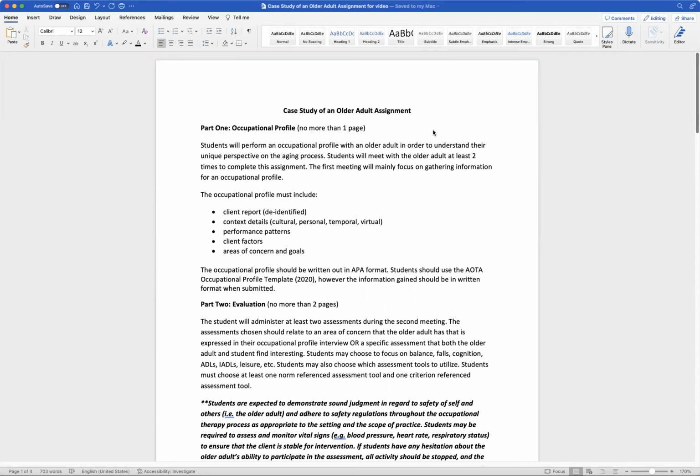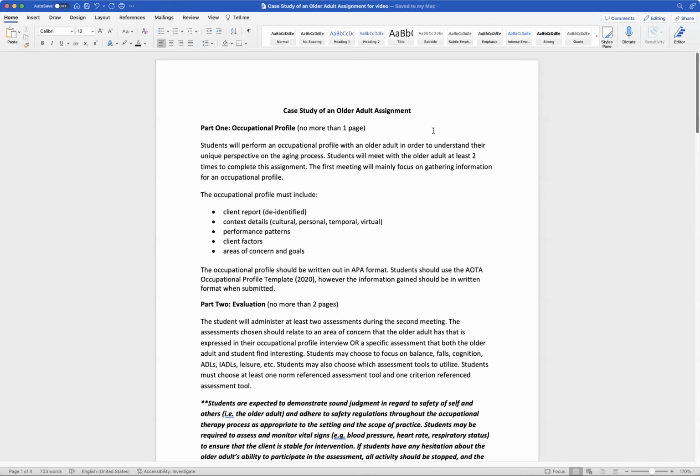It can be someone in your family, but ideally is someone that you're not as familiar with, so you get the experience of what it's like to do a true occupational profile and establish rapport and select assessments with the limited information that you get from an occupational profile. So part one is the occupational profile.